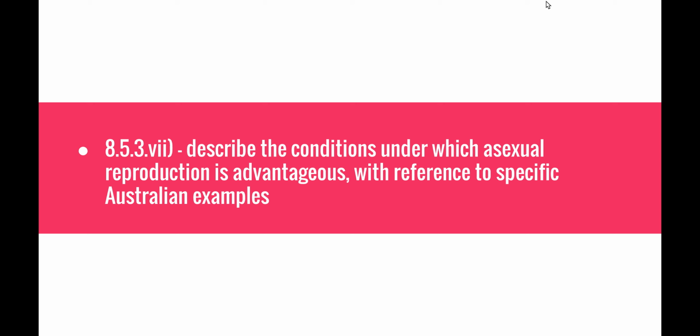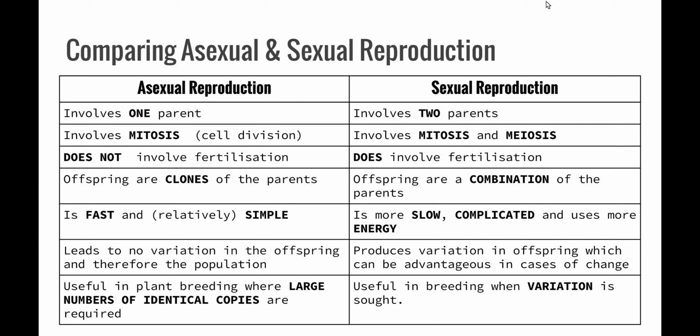Welcome to the next video in the evolution topic. This video will be looking at Evolution of Australian Biota syllabus point 8.5.37. Describe the conditions under which asexual reproduction is advantageous with reference to specific Australian examples.